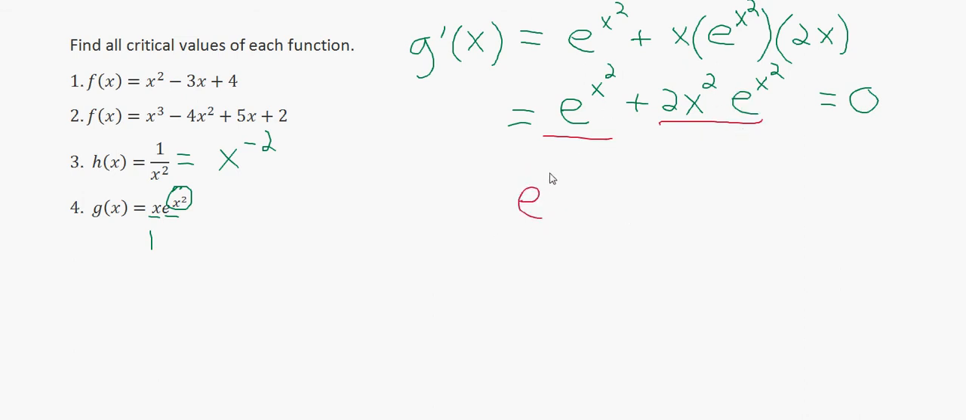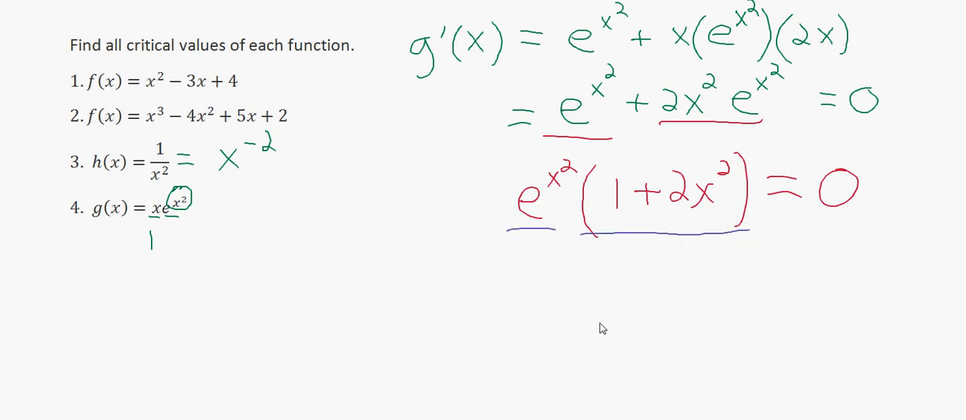Now, since we're multiplying two things here, the only way to get a product of 0 is if one of these two things is 0. So really, you would split this up now. e to the x squared equals 0, and, or I guess, 1 plus 2x squared is 0.